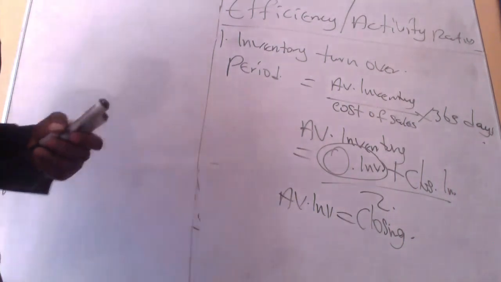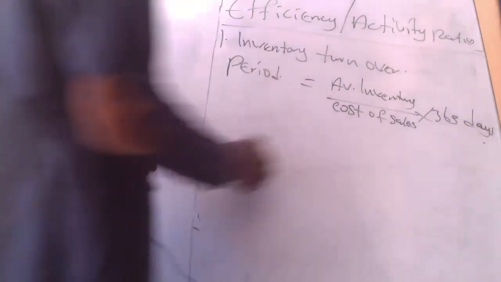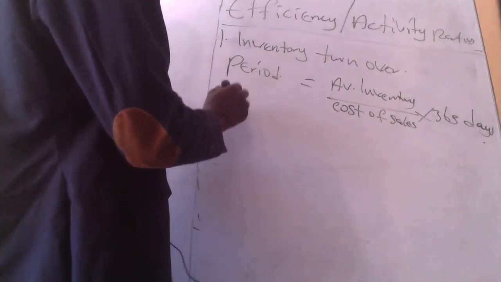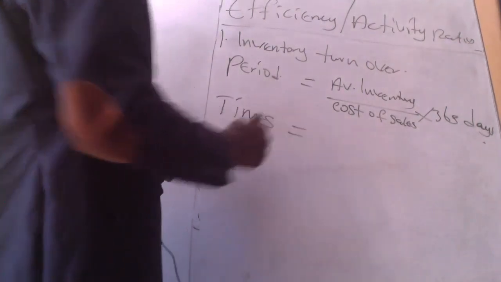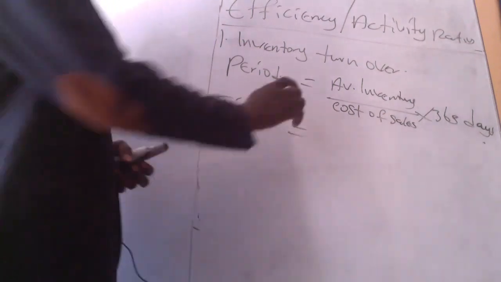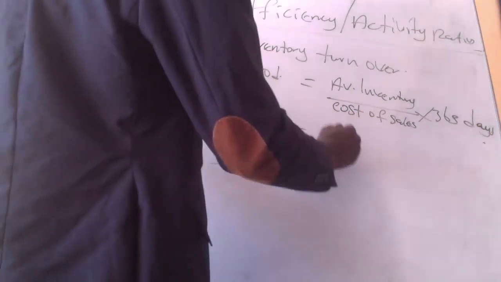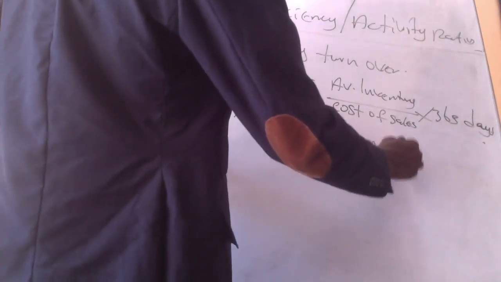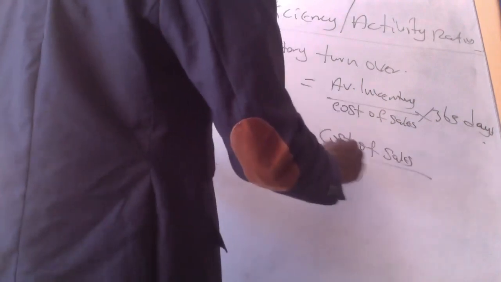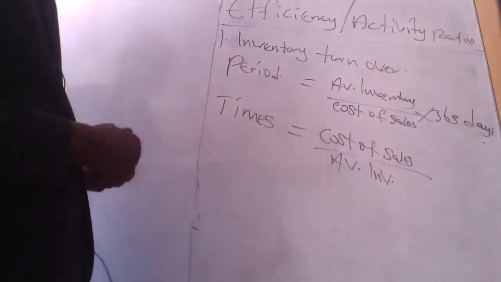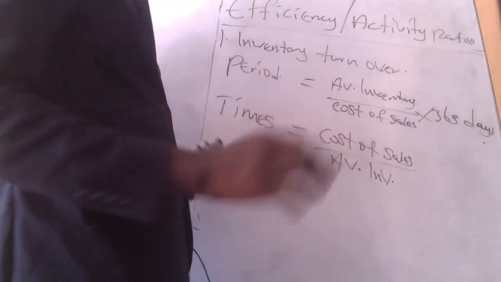Good. I'm done. We also have it in times, the inventory turnover. The answer is in times. In fact, don't even worry yourself, just turn the formula upside down. It will be cost of sales all over average inventory. Here we don't multiply by anything. The answer is in times.